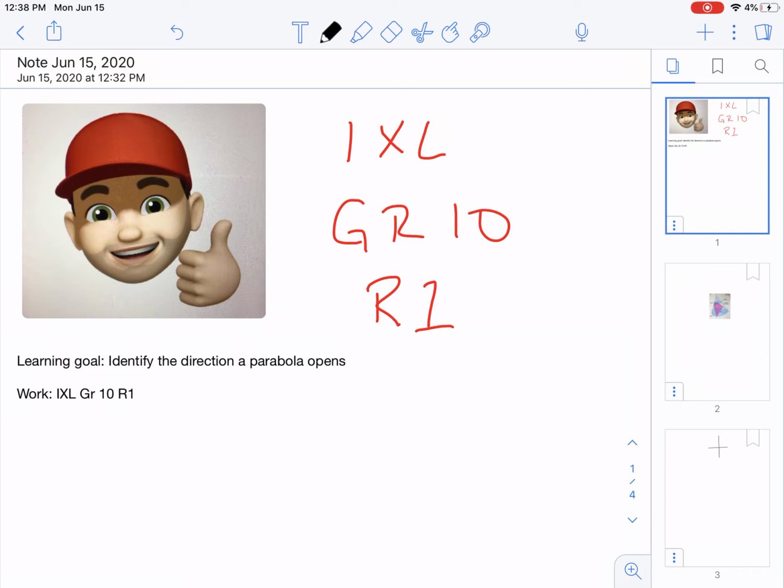Today's learning goal is to identify the direction a parabola opens. The work is in IXL, grade 10, R1.